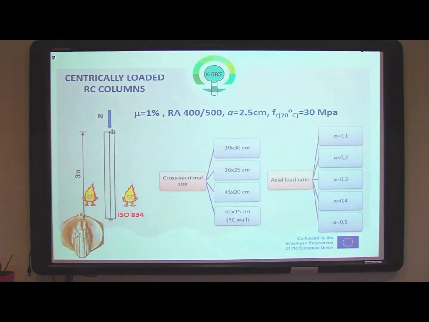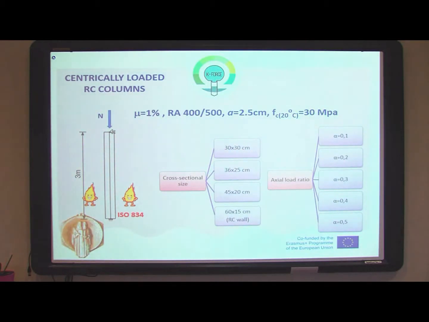The set of columns with a height of 3 meters, with the same cross-sectional area of 900 square centimeters, the same percentage of reinforcement of 1%, and different column side ratios such as 30/30, 25/36, 20/45, and 60/15 as a reinforced concrete wall were analyzed. The columns were exposed to ISO-standard fire from all sides and all over the height.